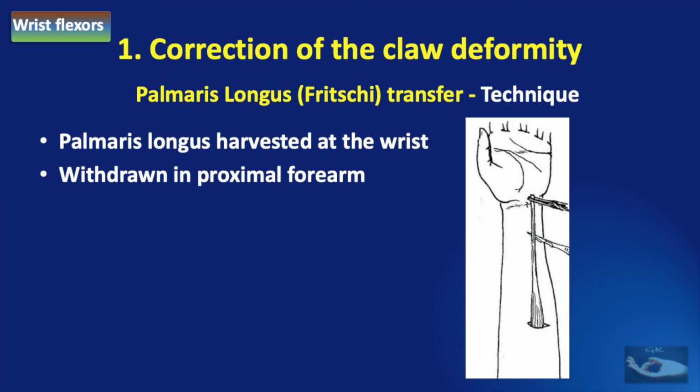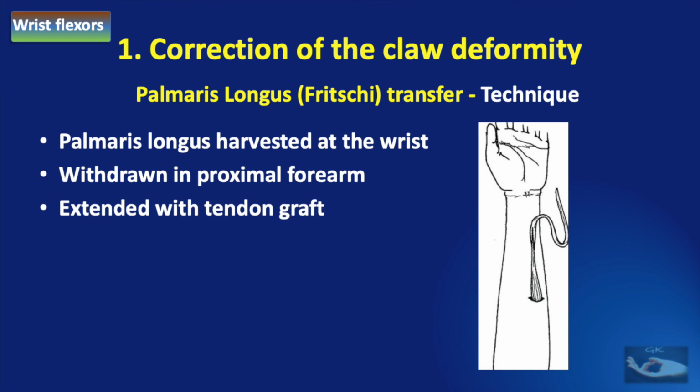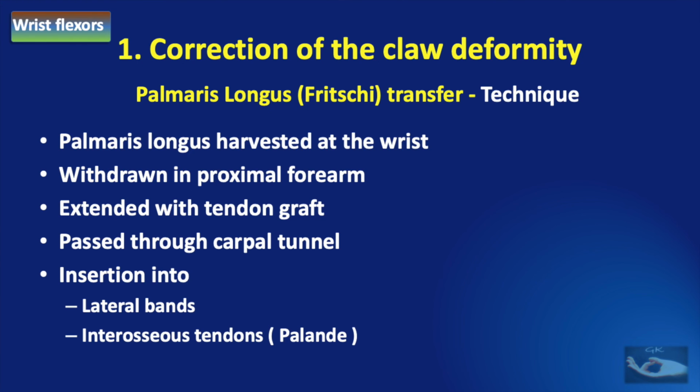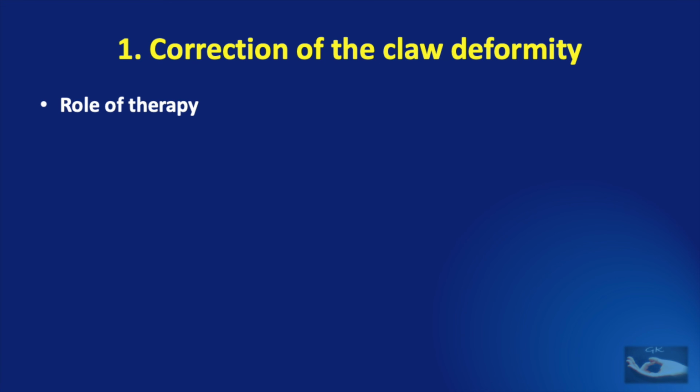The palmaris longus is divided at the wrist and withdrawn in the proximal forearm and extended with the tendon graft. Sometimes, like in a Camid's transfer, the palmar aponeurosis can also be dissected along with the palmaris longus to serve as an extension of this tendon. It is then passed through the carpal tunnel and inserted on to the lateral bands or the interosseous tendons as described by Palande. Therapy is important after every claw correction procedure.